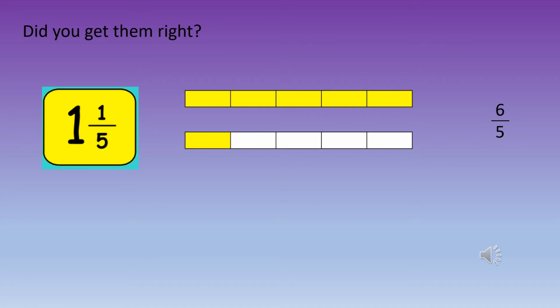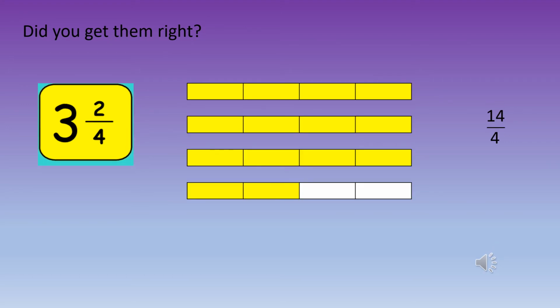One and one fifth would be written as 6/5 as an improper fraction. You can see that one whole is completely shaded in my diagram, giving you 5/5, and then 1/5 of my bottom diagram is shaded in, giving you 6/5 in total.